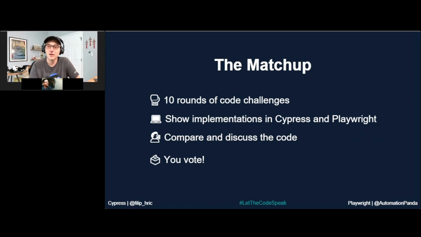We will have a series of 10 rounds. In each round, there will be some sort of code comparison or code challenge that we're going to make. We'll alternate who goes first, Cypress for Filip, myself for Playwright, and we'll show you the code of how to do things like how do you interact with elements, how do you make API calls. We'll then put the two side by side, compare, contrast, talk a little smack, it's all fun. And then you, the audience, will get to vote on which one you think is the better way to do it. And at the end of the competition, after all 10 rounds, we will crown a champion based on which side got the most votes throughout all the rounds.